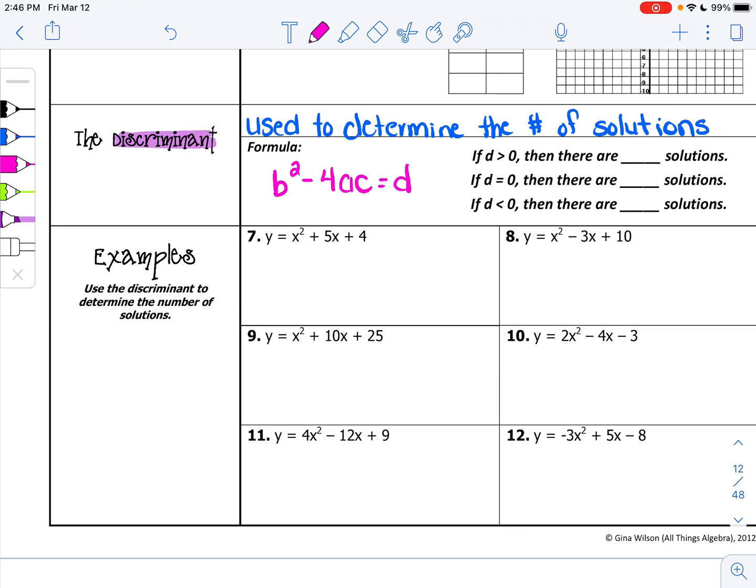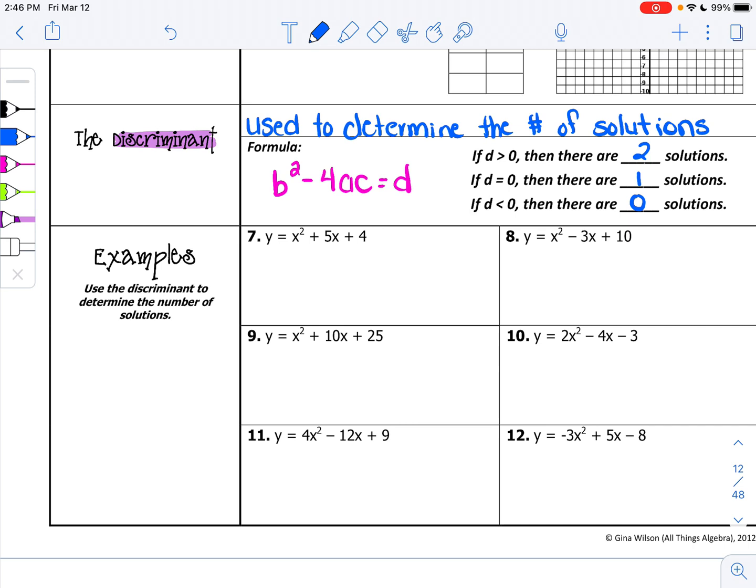If D is greater than 0, that means that you have 2 solutions. Now, this isn't going to tell you what those 2 solutions are, but you know your parabola is going to pass through your x-axis in 2 spots. If D is equal to 0, that means you have 1 solution. So your parabola is only going to touch the x-axis in 1 spot. And if D is less than 0, there are no solutions. It doesn't cross your x-axis at all. And again, this doesn't tell us specifically what the solutions are, just how many solutions we have.